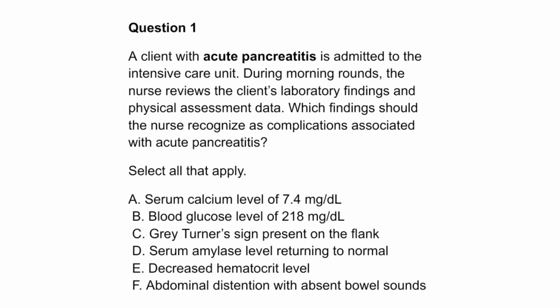A. Serum calcium level of 7.4 milligrams per deciliter. B. Blood glucose level of 218 milligrams per deciliter. C. Gray Turner sign present on the flank. D. Serum amylase level returning to normal. E. Decreased hematocrit level. F. Abdominal distension with absent bowel sounds.